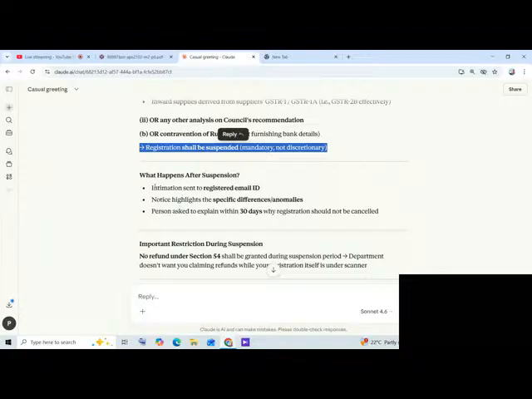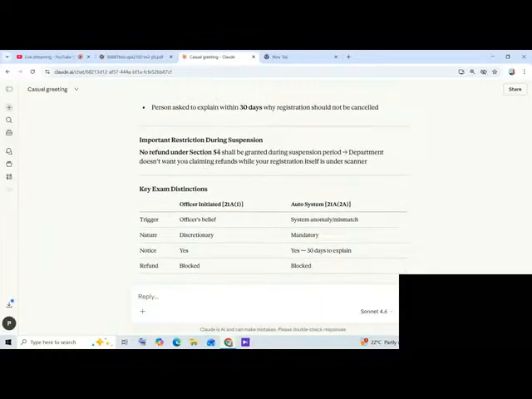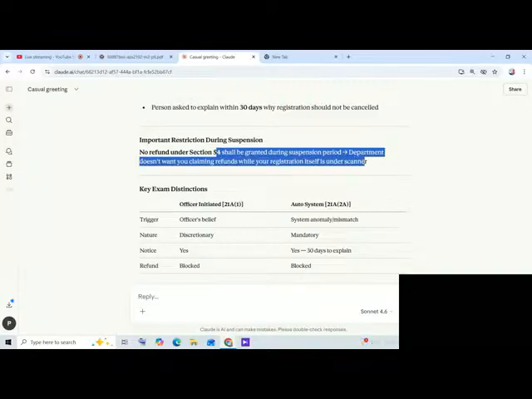What happens after suspension? Intimation is sent to the registered email ID. The notice highlights the specific differences and anomalies. The person is asked to explain within 30 days why registration should not be cancelled. Important: no refund under section 54 shall be granted during the suspension period. The department doesn't want you claiming refunds while your registration itself is under scanner.